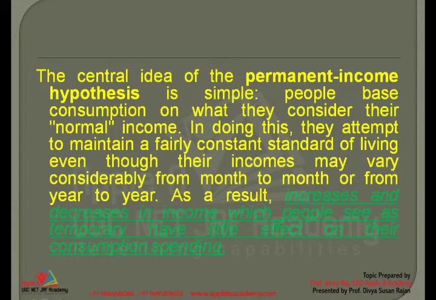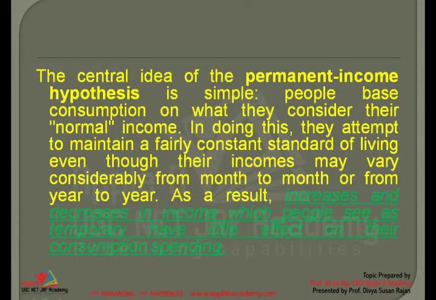The central idea of permanent income hypothesis is very simple. People base their consumption on what they consider to be normal income. In doing so, they attempt to maintain a fairly constant standard of living, even though their incomes may vary considerably from month to month or from year to year. As a result, increase and decrease in income, which people see as temporary, have little effect on their consumption spending.